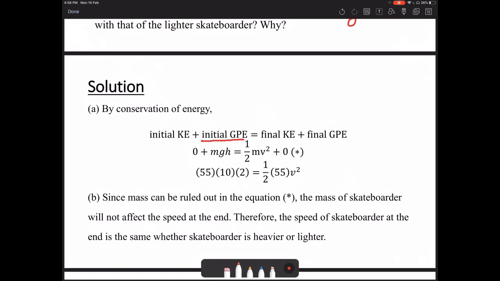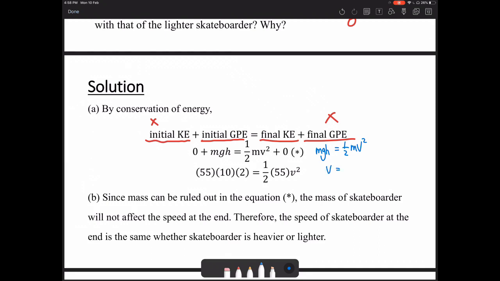We have initial GPE is equal to final KE. Okay, so just now we have mentioned initial KE is 0 and final GPE is 0. So we have mgh is equal to 1 over 2 mv squared.